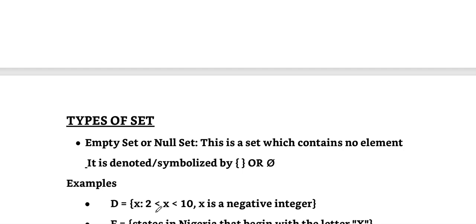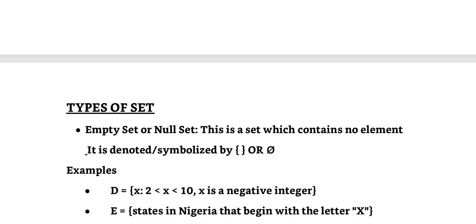So this set is empty because there is no member that lies between this limit, between this inequality, that is going to satisfy the condition, which is x is a negative integer. So D is empty, right? Then E says states in Nigeria that begin with the letter X. There's no state in Nigeria that begins with the letter X, so that's an empty set. That's another example of an empty set.